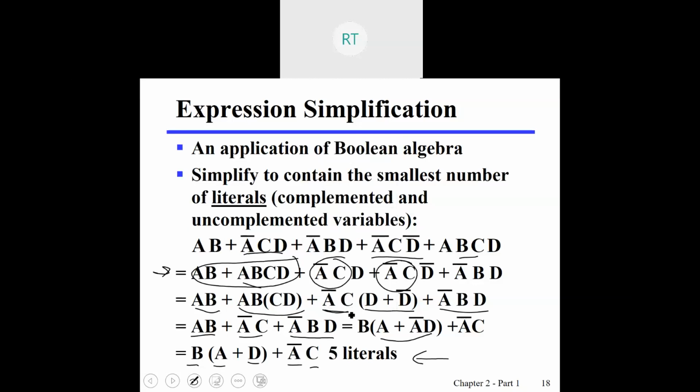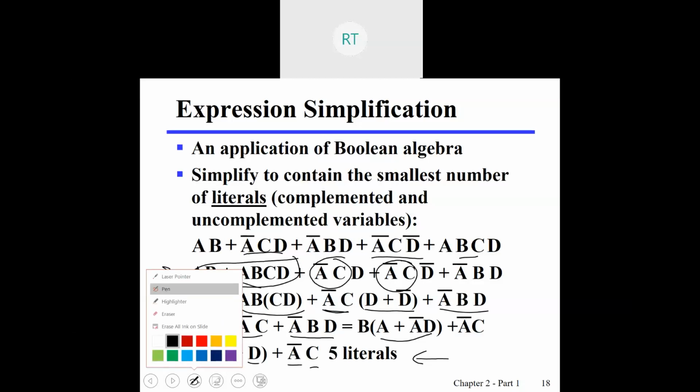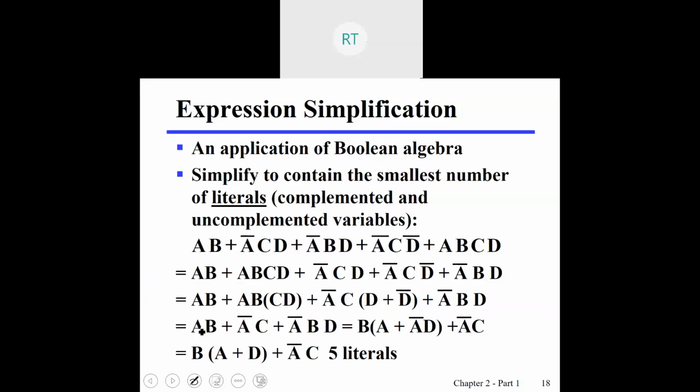Okay. Now, when you take common factor between this and this, you are left with AB into 1 plus CD. Do you see it? It is AB into 1 plus CD. 1 or anything is a 1, so I am left with AB. Okay? And here it is A bar C into D plus D bar. So again, this is equal to 1. Clear, Rabia?